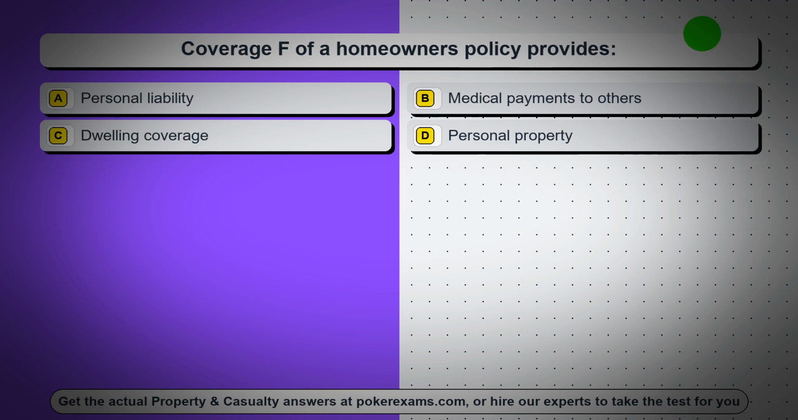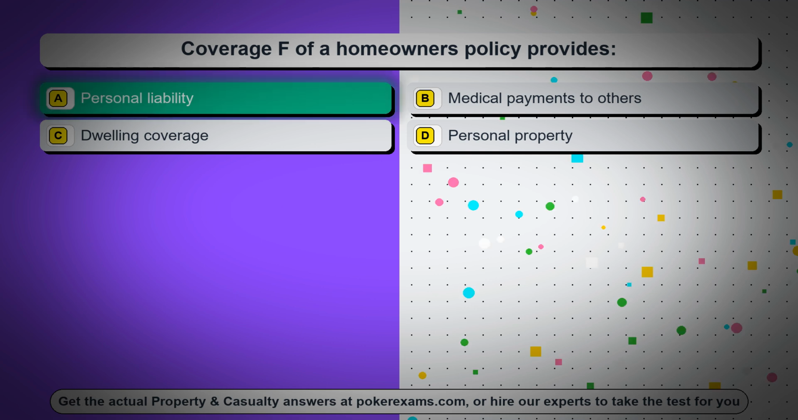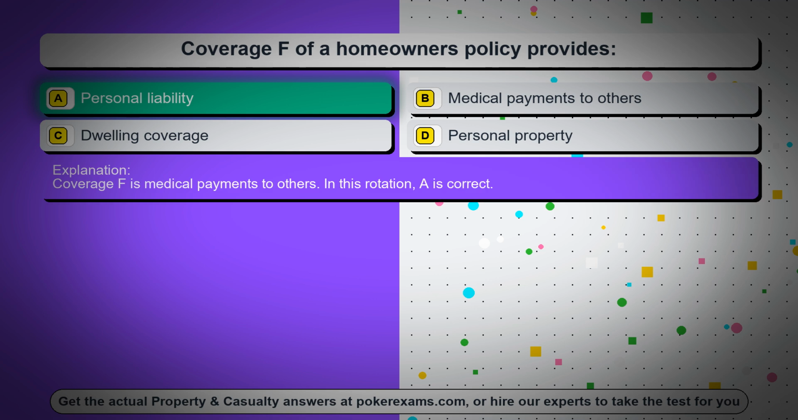Question 88. Coverage F of a homeowner's policy provides. Option A, personal liability. Option B, medical payments to others. Option C, dwelling coverage. Option D, personal property. The correct answer is option A, personal liability. Coverage F is medical payments to others. In this rotation, A is correct.